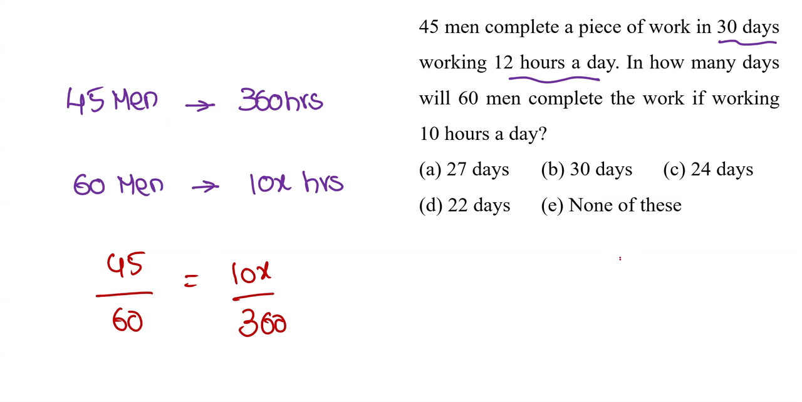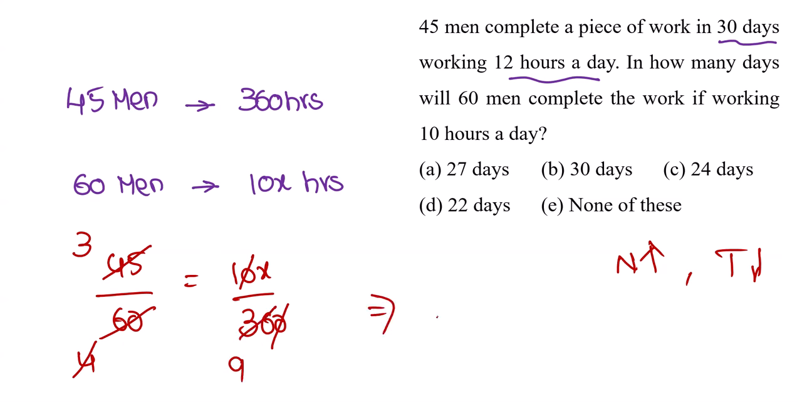Number of people more, time should be less. That's why we're writing it reversed. 45 by 60 is 10x by 360. This 0 cancels. Right, this is 15 3 times, 15 4 times, 4 ones are 4, 9 times, x equals 27. No need of any formulas also. Chain rule also, we can attack directly like this.